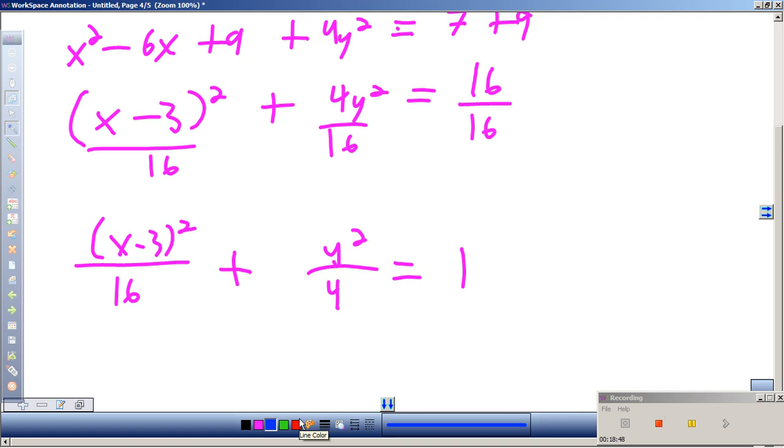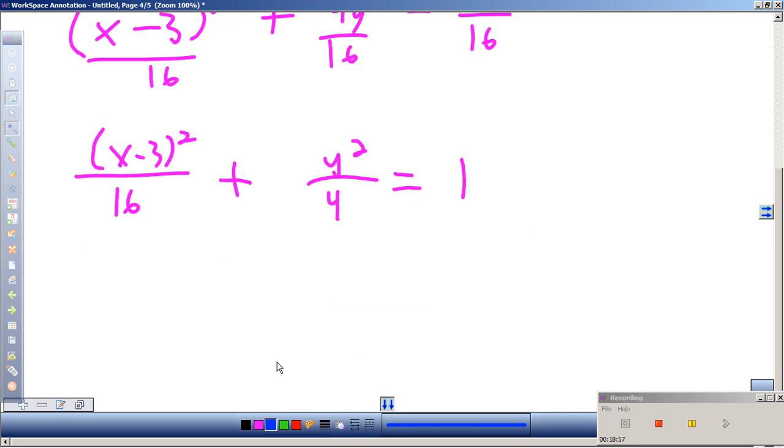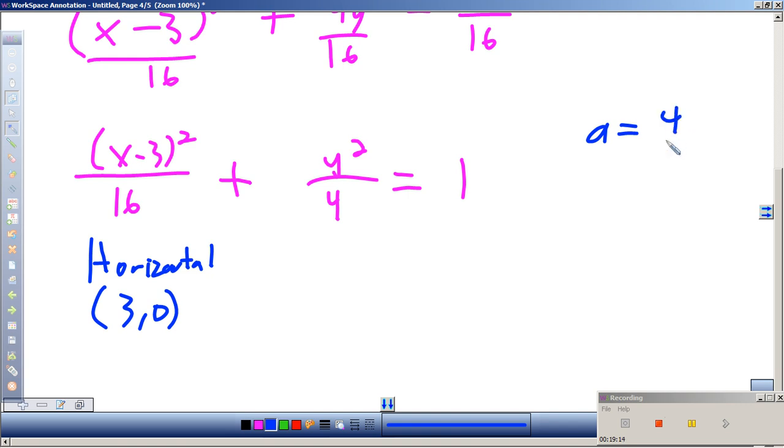So is this vertical or horizontal? Horizontal. Where's the center? 3, 0. Where are your vertices? And so let's do what is a equal to? 4. What's b? And what's c?